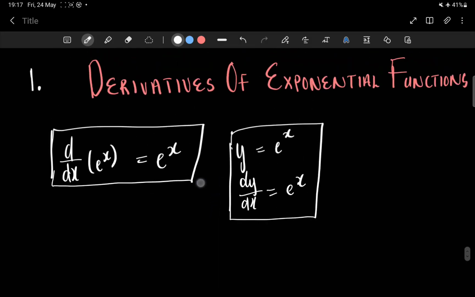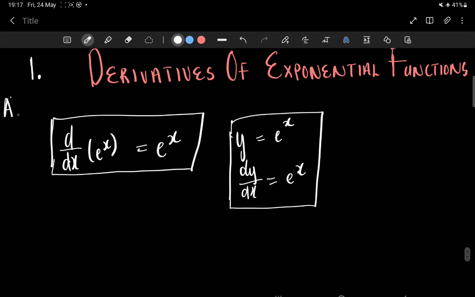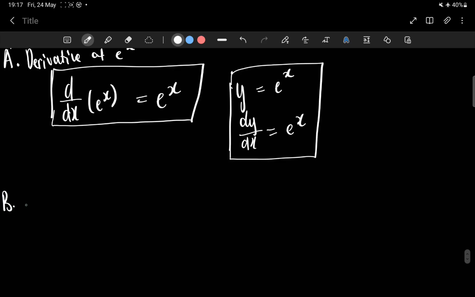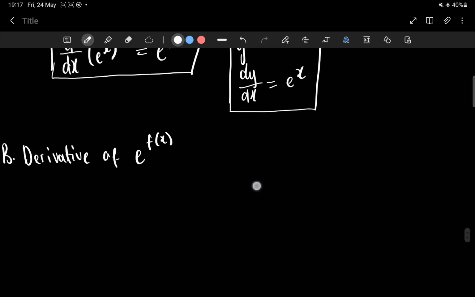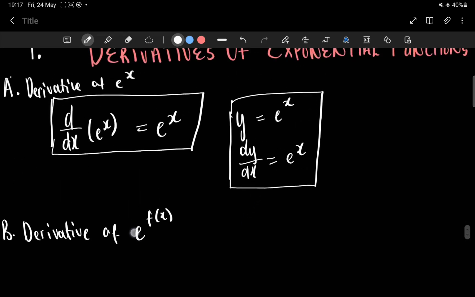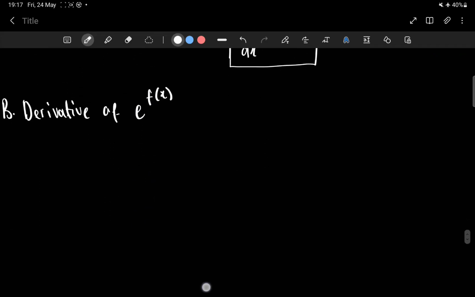Now, the second one. Part A is the derivative of e to the x. Then part B is going to be the derivative of e to the something else which is not x. It could be 5x, it could be negative x, whatever it is. How do you do it when it's something else which is not x? Let's do an example. Say, let y be equal to e to the f of x, something which is not x. We want to see the second rule which you're going to use.